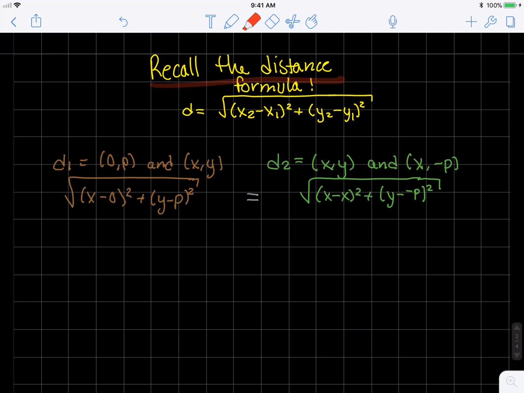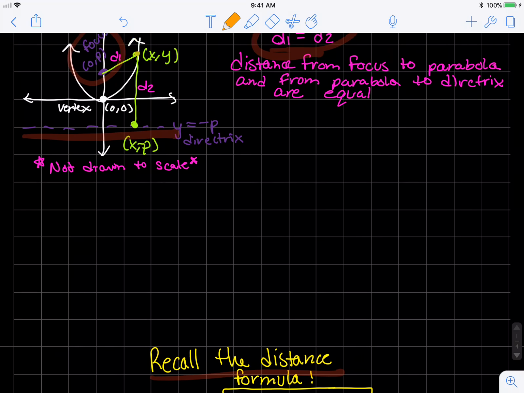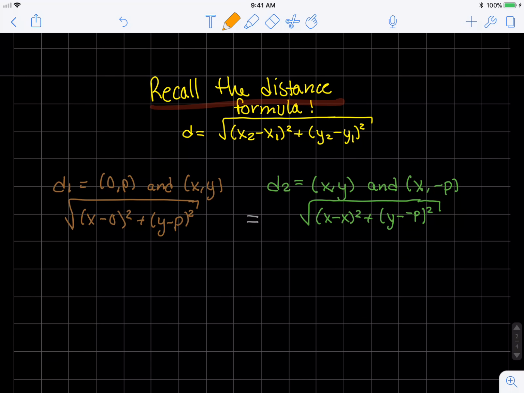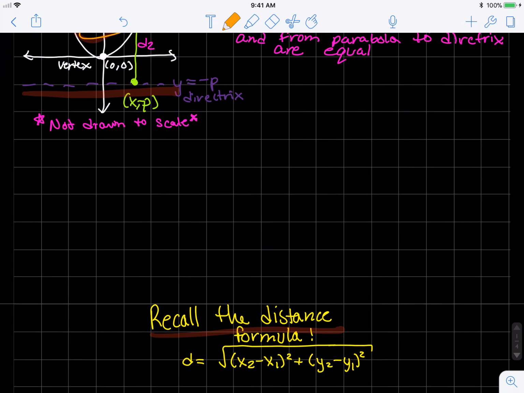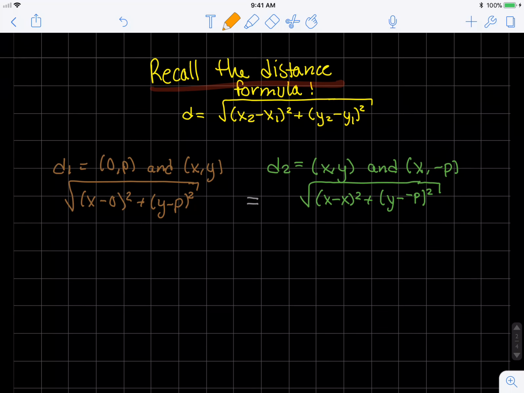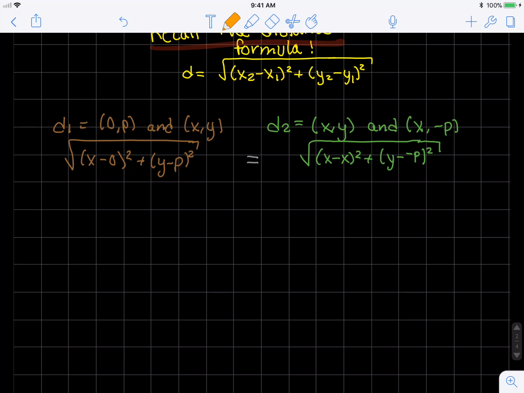So let's recall the distance formula. D equals the square root of (x2 − x1)² + (y2 − y1)². So distance 1 is (0, p) and (x, y), right there. Our distance 2 is (x, y) and (x, −p), so right there. So from there, we can derive our equation.